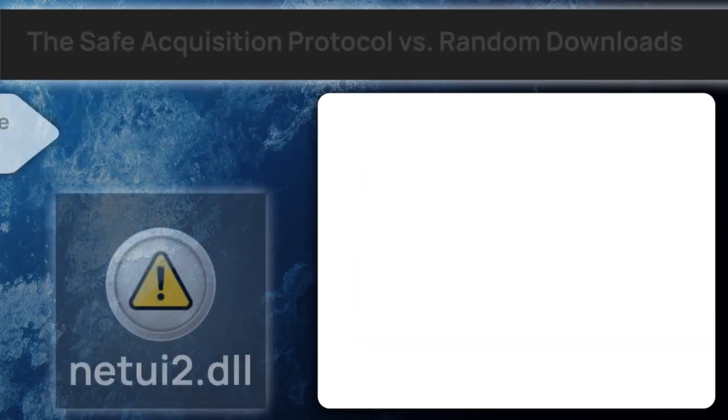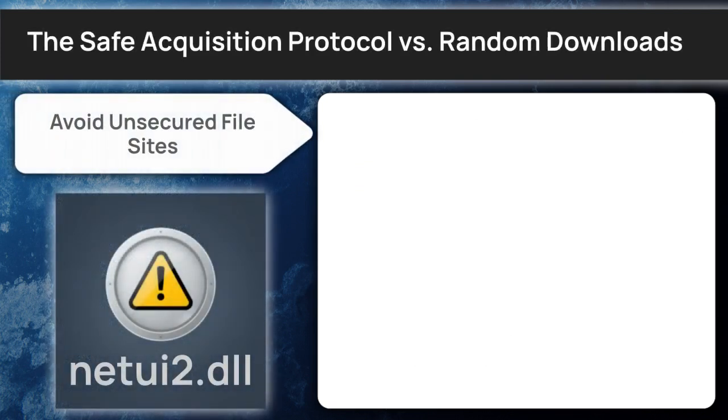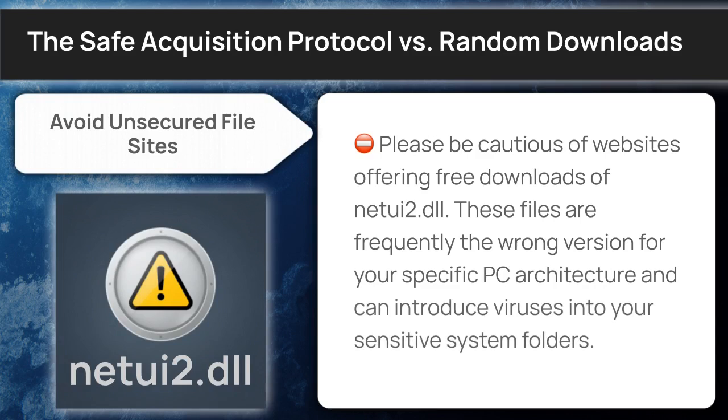From a systems engineering perspective, there is one major security pitfall I need to help you avoid. A quick safety warning: never download files like netui2 Library DLL from unofficial websites. These files are often outdated or bundled with malware that can compromise your personal data and system security.